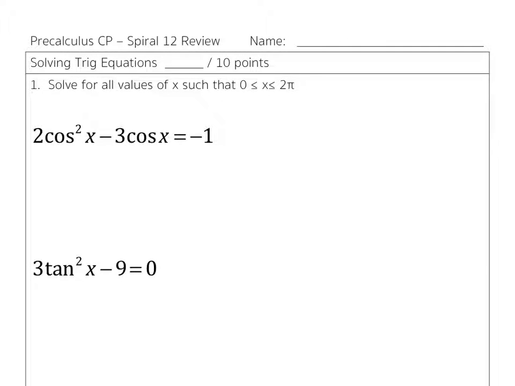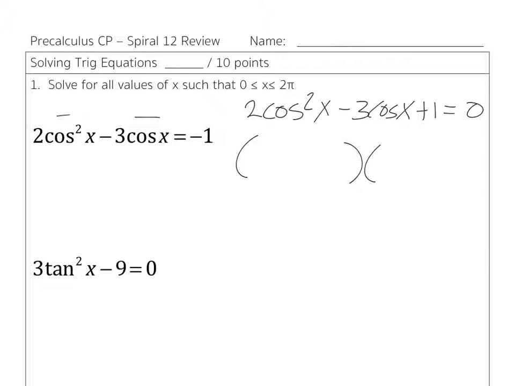We're going to start out with some trig equations, and at first we're going to look at 2 cosine squared x minus 3 cosine x equals -1. To me, I see that we've got some squared and some non-squared. This is going to be something I have to factor in a quadratic sense. So I'm going to bring everything over to one side, and I'm going to write that as 2 cosine squared x minus 3 cosine x plus 1 is equal to 0.